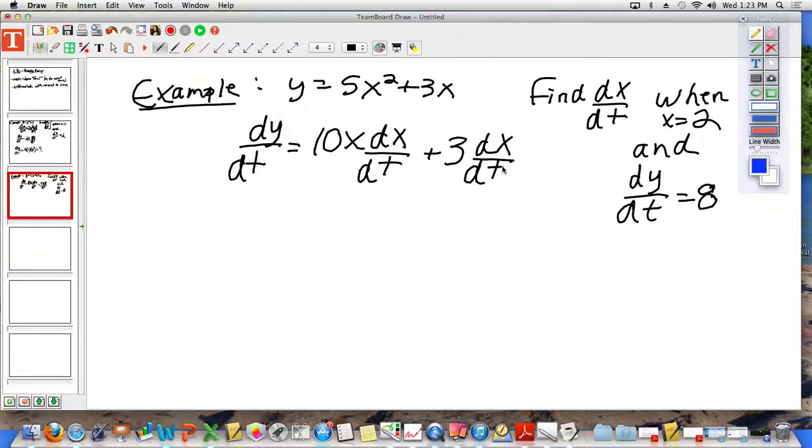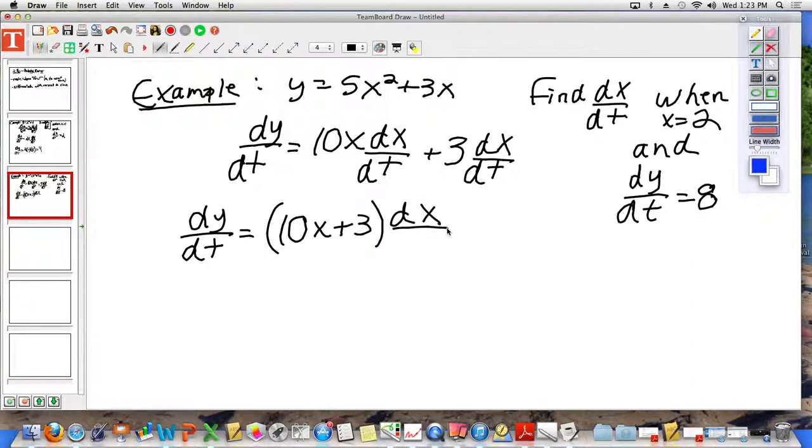All right, what are we trying to find? We're trying to find dx dt, and right now there's a couple of dx dt's going on there. So what we're going to need to do is factor out a dx dt. So I have dy dt is equal to 10x plus 3 times dx dt. Are you okay with what I just did?